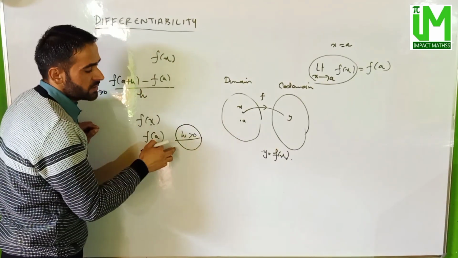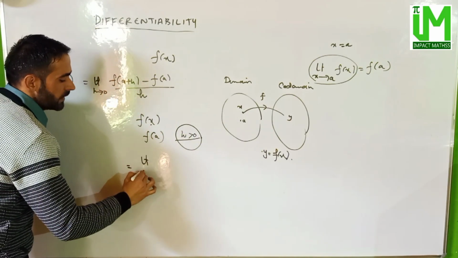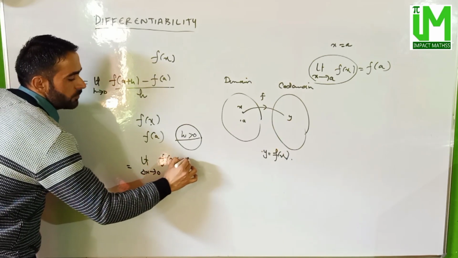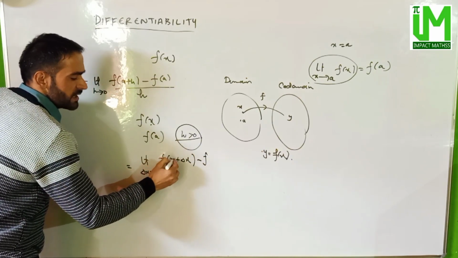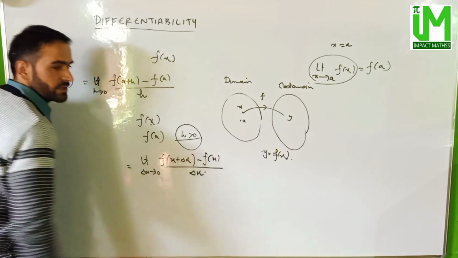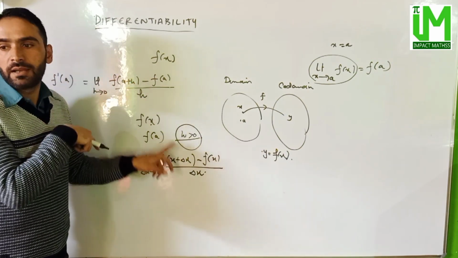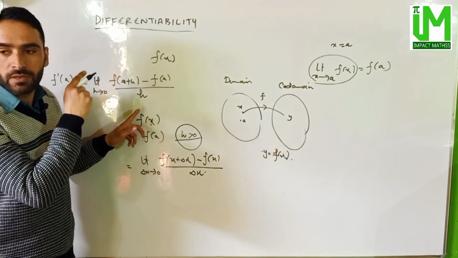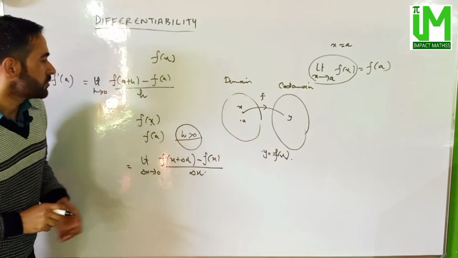So we define this as the limit as del x tends to 0 of f of x plus del x minus f of x, divided by del x, where h is the synonym for del x. Del x means a small increment in x, and h here means a small positive number, which also means a small increment in x.